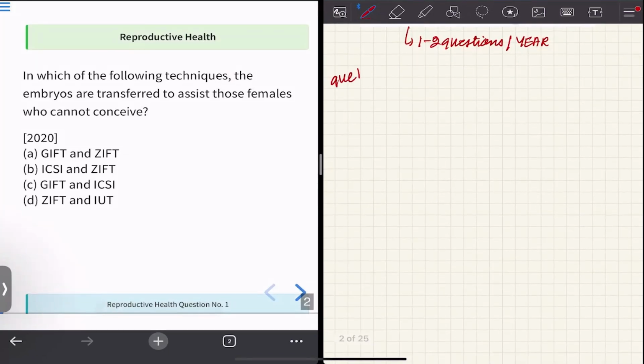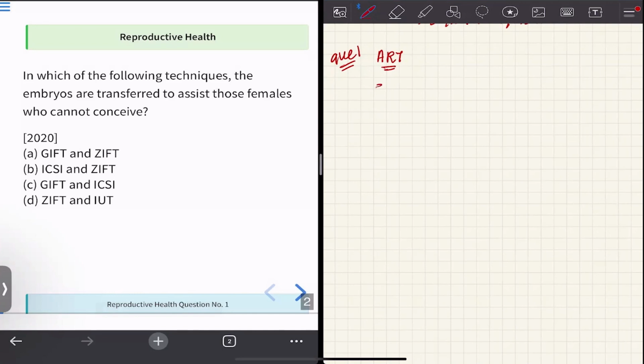We have question number one, which is: in which of the following techniques the embryos are transferred to assist those females who cannot conceive? So this is an example of assisted reproductive techniques. They have asked us to name the technique in which embryos are transferred. In ARTs, we can have transfer of either sperms, ovum, or embryo. In this particular one, they have asked us about the transfer of embryo.